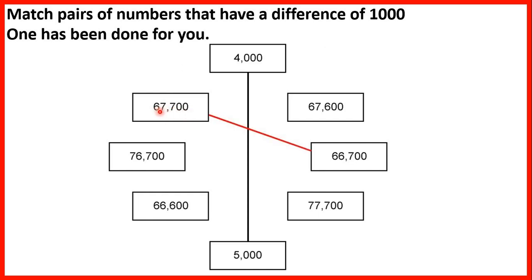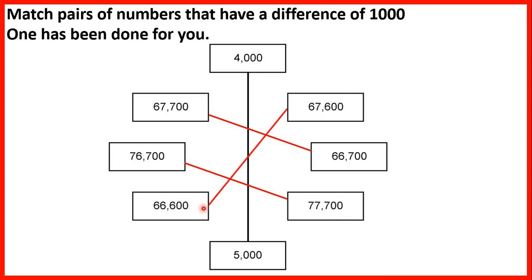So 67,700 is 1,000 more than 66,700. So these numbers have a difference of 1,000, because if we ignore our hundreds, tens and ones digits, 67 is one more than 66. We can also match 76,700 and 77,700. Because if we ignore our hundreds, tens and ones, 77 is one more than 76.